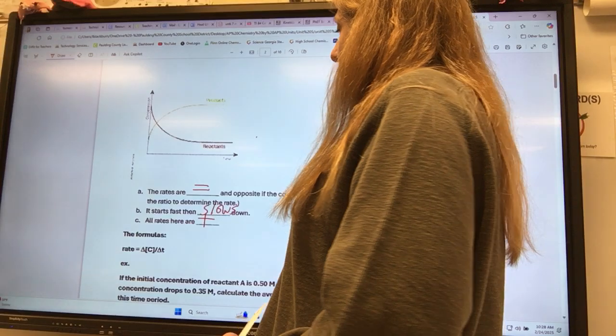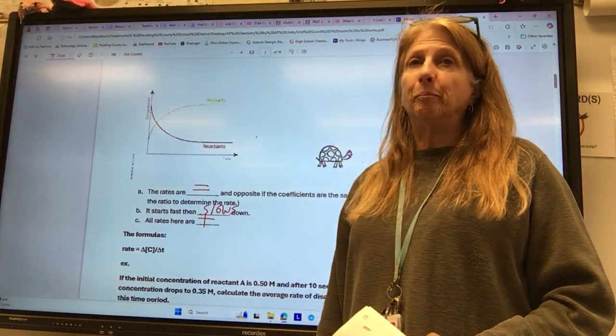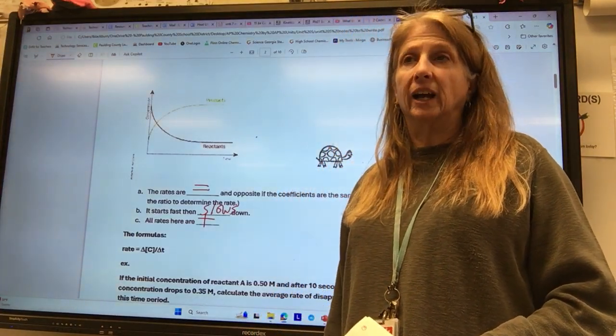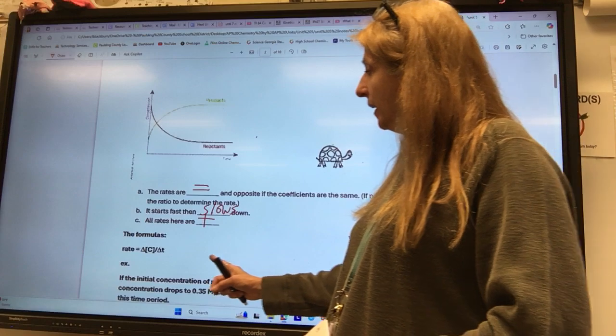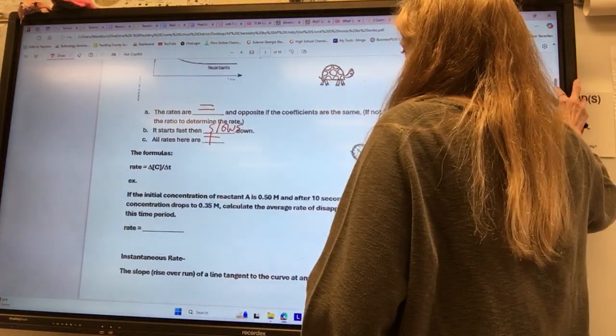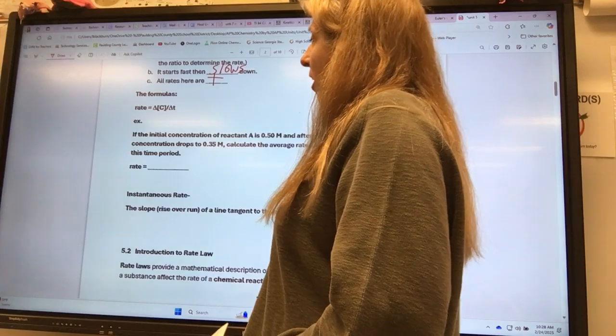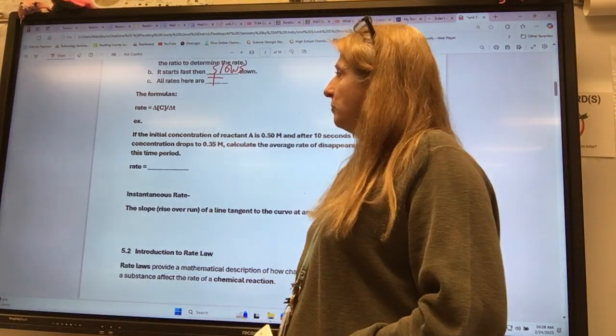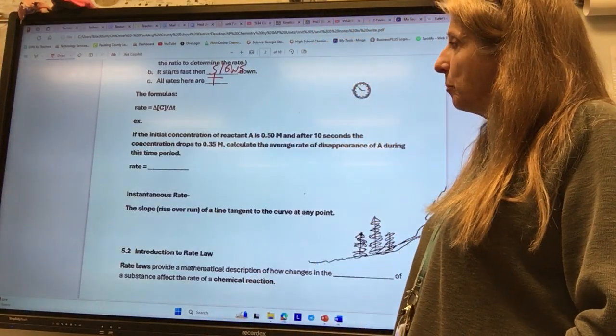Okay, so the general formula for rate is like speed equals distance over time, right? But this isn't speed. This is change in concentration over change in time. It's just a regular rate formula. And here's an example problem.